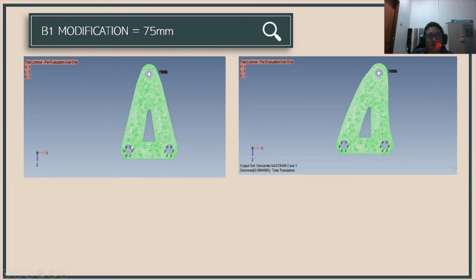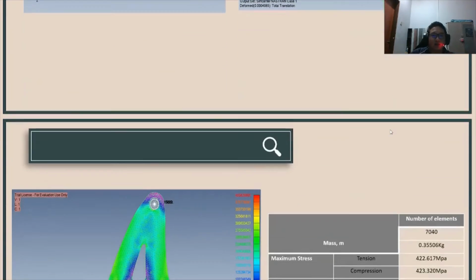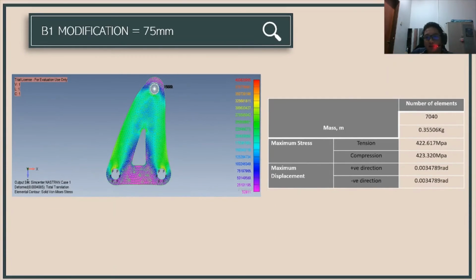We fix both holes at the bottom, and we put 15,000 Newton at the center of the top hole to the right. And the stress analysis in terms of nodes and elements. So this is the deformation shape after the force is applied. From the result, we get the maximum stress in tension 422.617 megapascal, and for compression we get 423.32 megapascal.